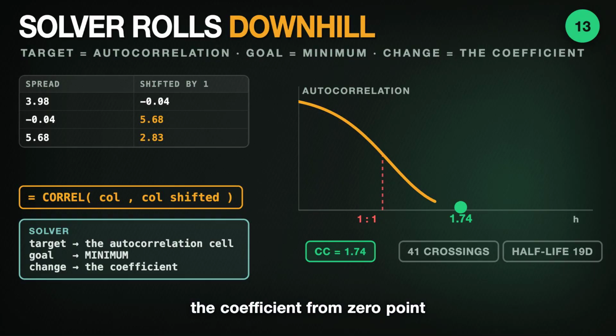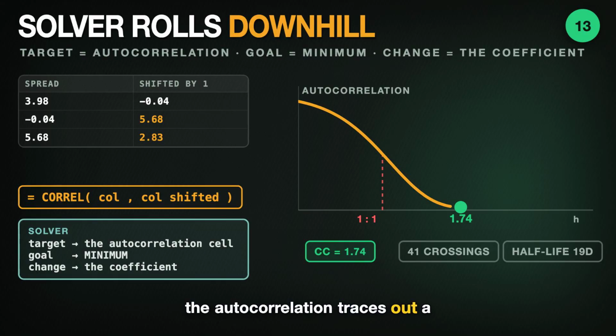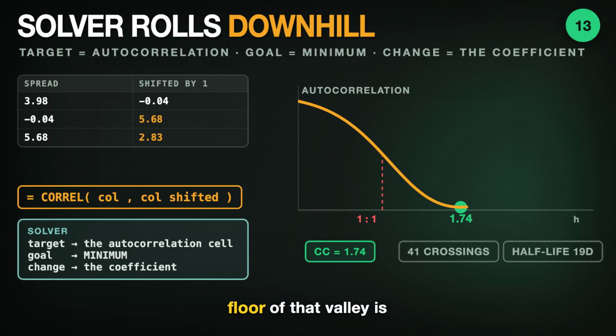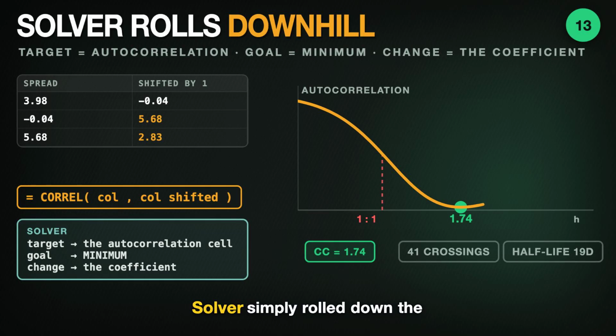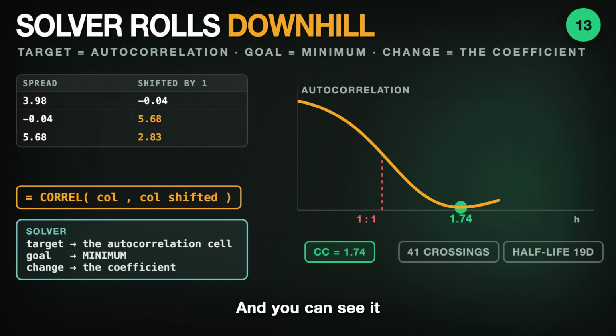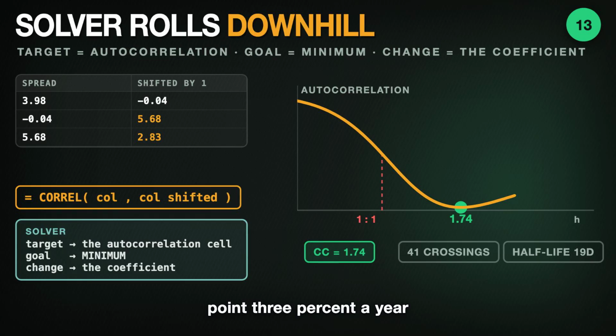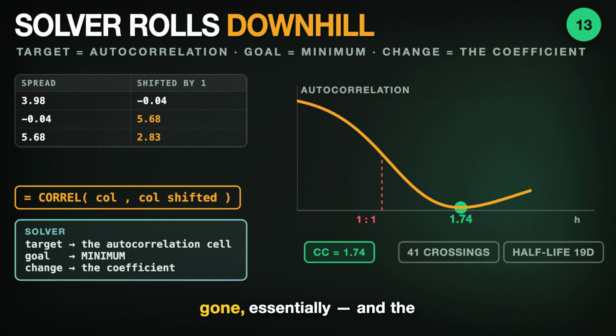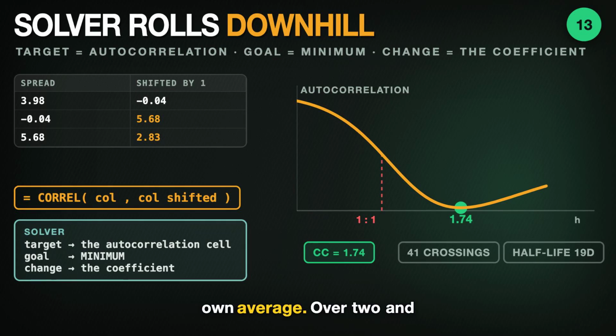Sweep the coefficient from 0.2 up to 3, and the autocorrelation traces out a valley. The 1-to-1 point is partway up the slope. The floor of that valley is at 1.74. Solver simply rolled down the hill. 1.74, and you can see it without any statistics. That 6.3% a year drift collapses to 0.4% a year. Gone, essentially. And the spread starts oscillating around its own average.